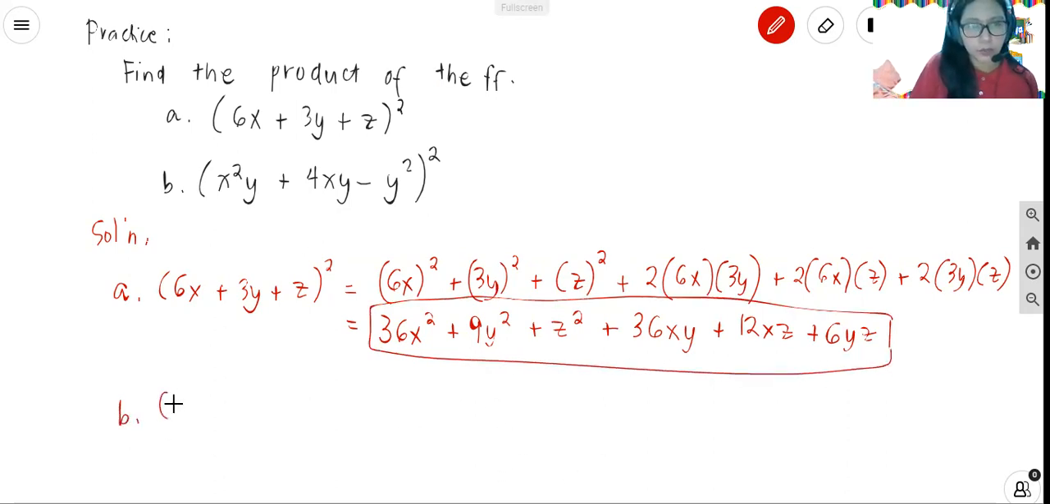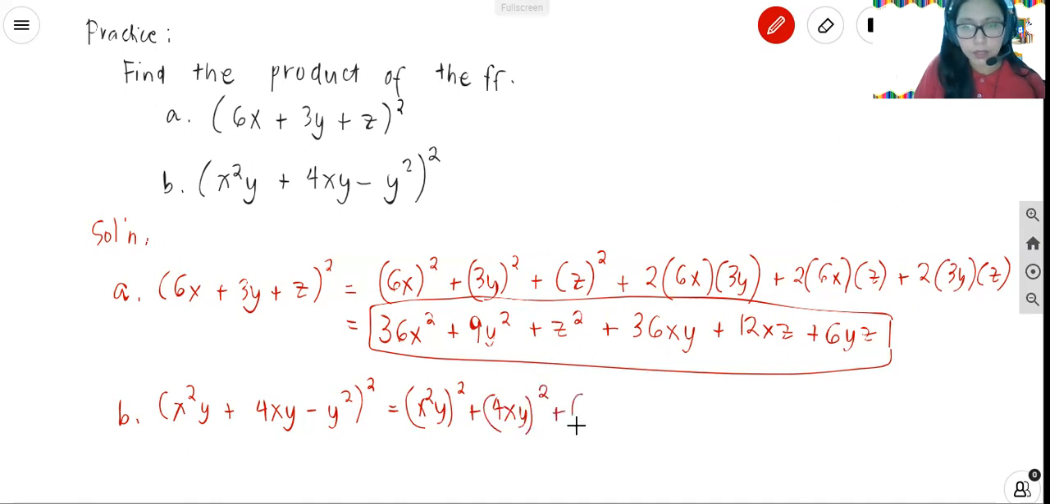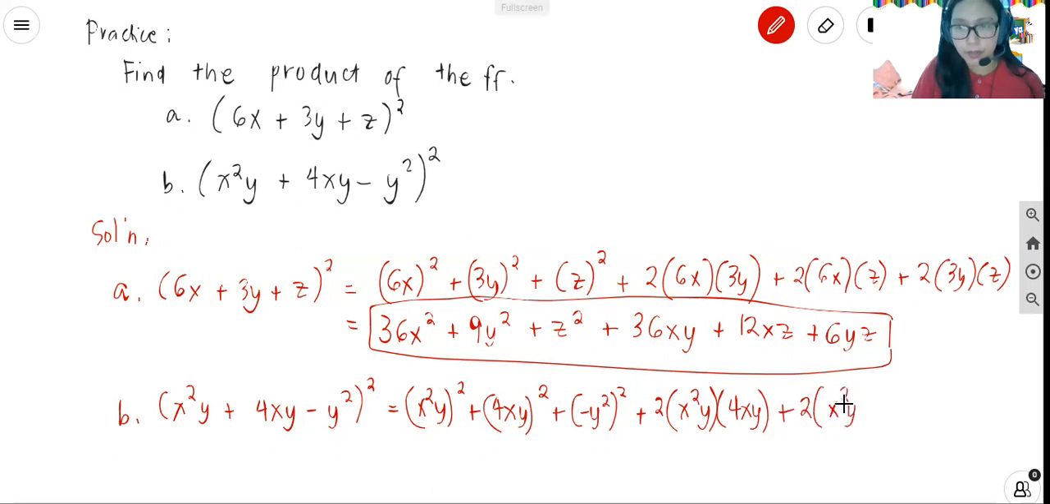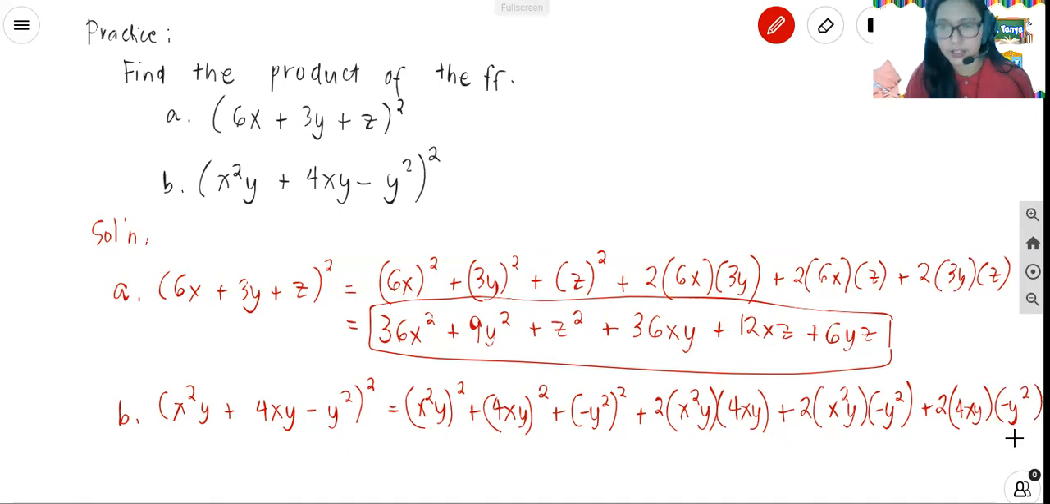For letter B, we have x squared y plus 4xy minus y squared quantity squared. So square of the first, we have x squared y squared plus 4xy squared plus negative y squared squared plus 2 times x squared y, that's the first and the second, plus 2 times the first and the last, plus 2 times the second and the last.